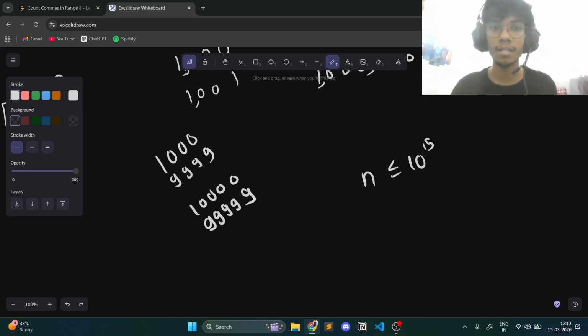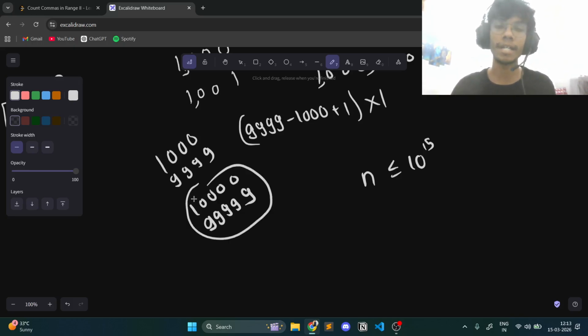So that is 9999 minus 1000 plus 1. These are the total number of elements, and the number of commas that it can place is 1. So we can increment my count, the total number of commas that I can place, by this particular count. And now I can check for another range, that is from 10,000 to 99,999.